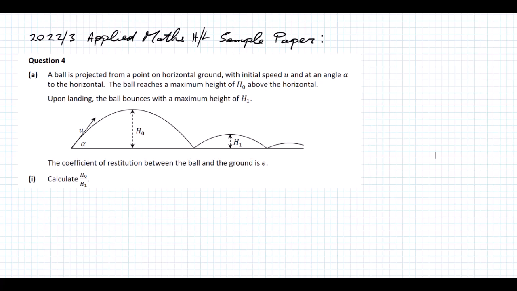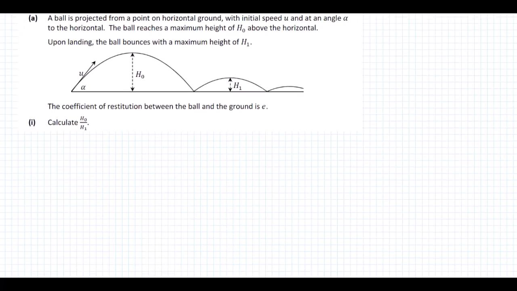The ball reaches a maximum height of h0 above the horizontal. Upon landing, the ball bounces with a maximum height of h1. The coefficient of restitution between the ball and the ground is e. Calculate h0 over h1. So we've got to calculate these two heights and then put h0 over h1.